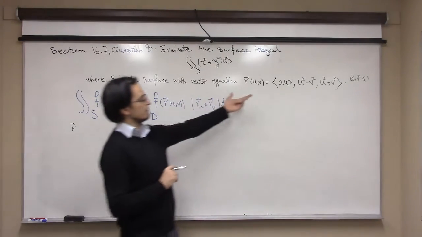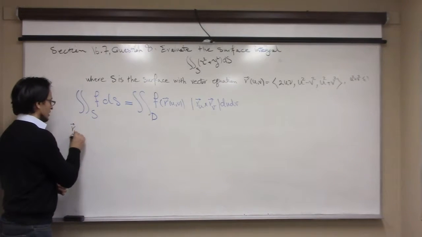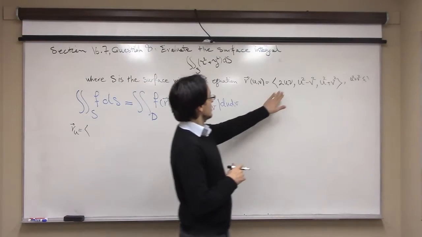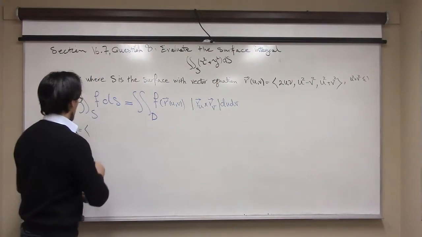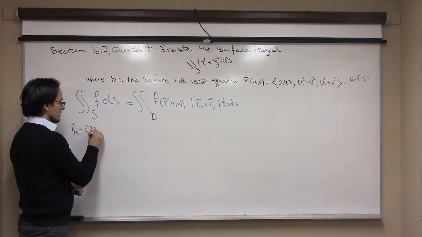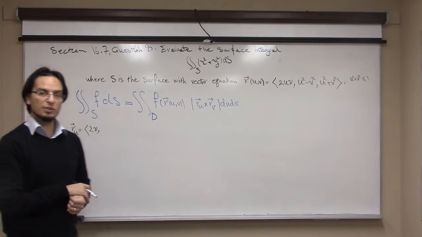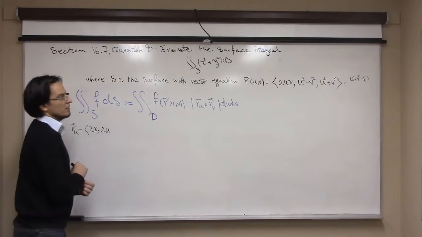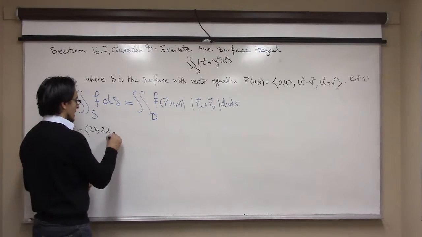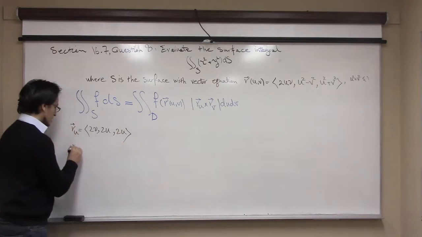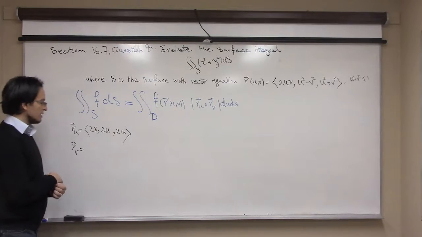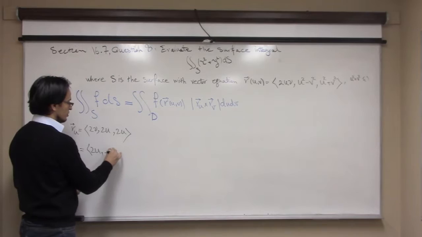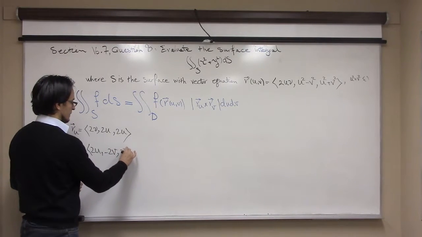Our r(u,v) is given by this. I have to find r_u, the partial derivative of the vector function with respect to u. The first component is 2uv. Its partial derivative with respect to u is 2v. The partial derivative of the second component is 2u, and 2u. There. r_v, on the other hand, is 2u, negative 2v, and 2v.